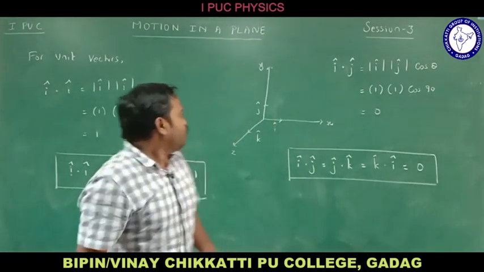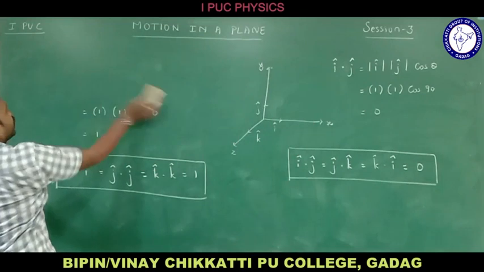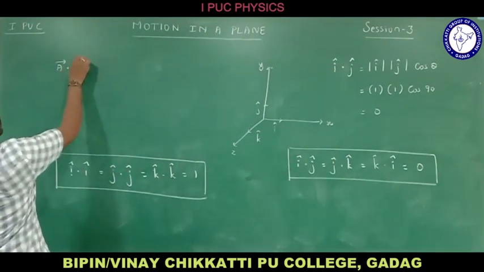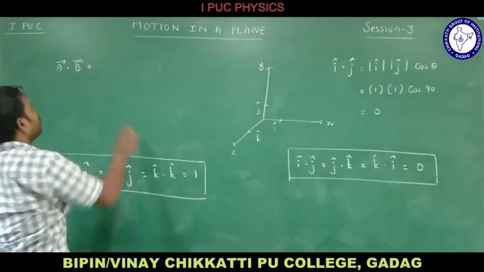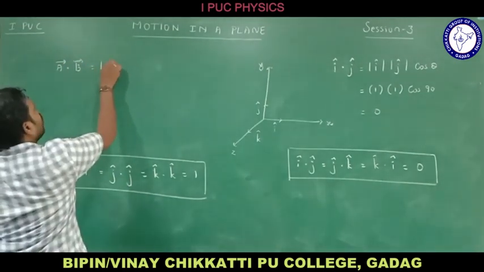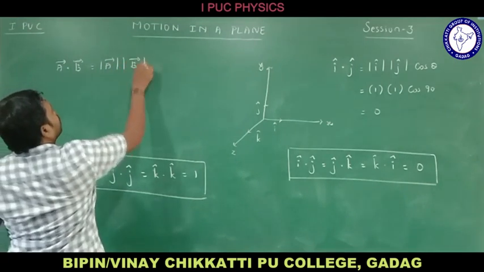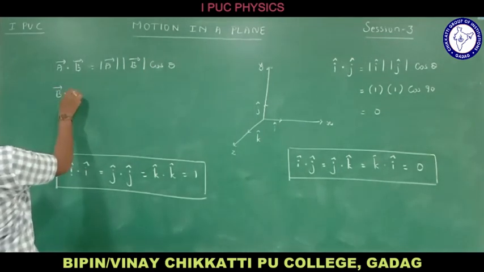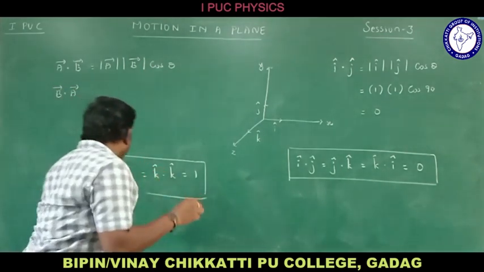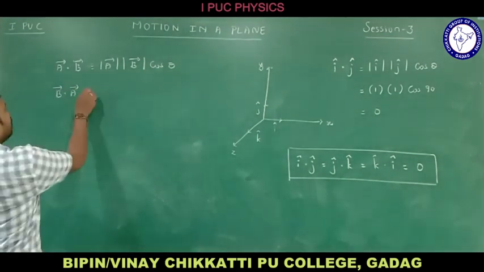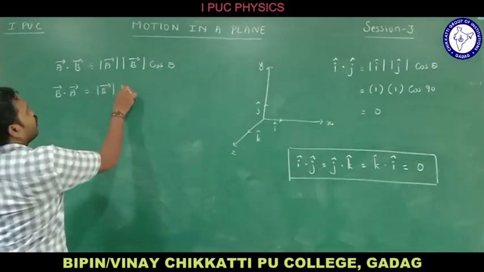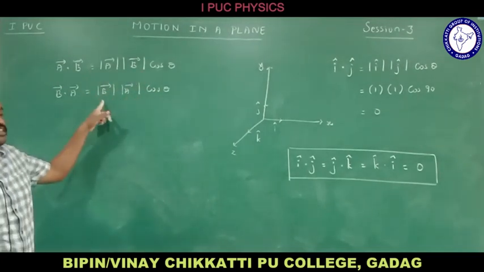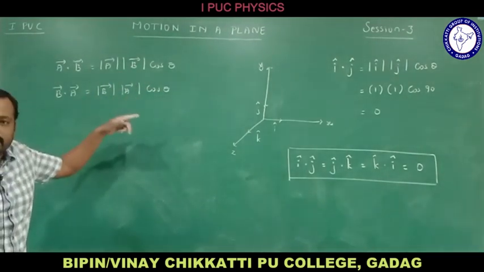Here is one thing you need to remember about the scalar product. If I am calculating a dot b, a dot b is equal to modulus of a, modulus of b, cos theta. If I take b dot a, that is modulus of b, modulus of a, cos theta. It is nothing but ab cos theta, it is nothing but ba cos theta. Both are the same.